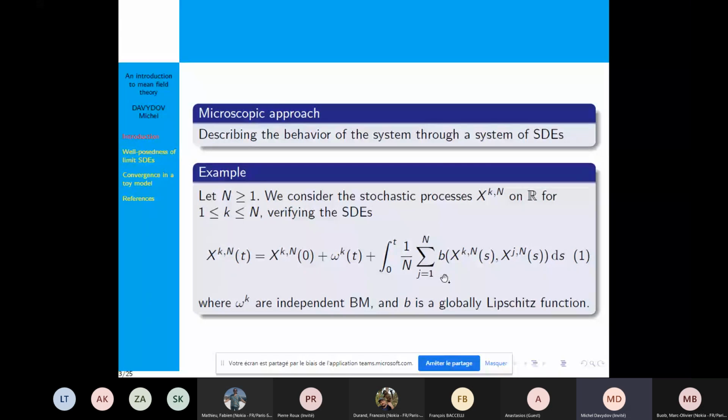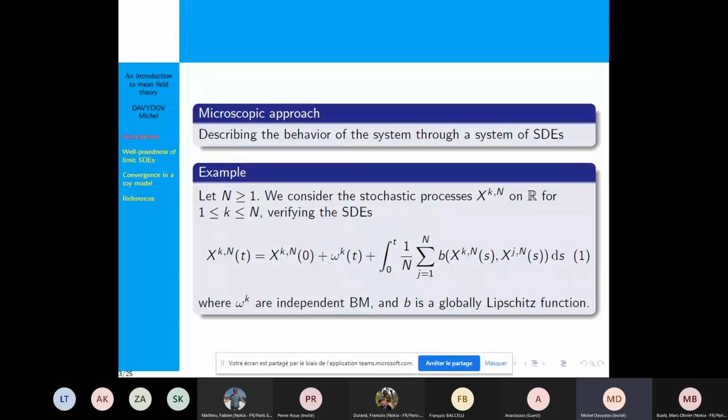So B is a globally Lipschitz function. What you can see B as is basically the function that tells you how two particles interact. So you have two arguments, and B of x and y is the interaction between x and y. If you're looking at physical particles, you can imagine this as some sort of attractive force or something like that. If you're looking at neurons in neuroscience, you can imagine that it's some kind of electrical input between neurons K and J. So depending on your situation, you model the interactions to fit your situation.